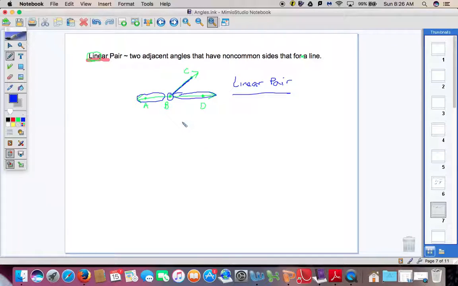Okay, now if we look back, we have this. We've got two adjacent angles here again because they have this vertex and this side, but do our non-common sides form a line? Does this side and this side, our non-common sides, form a line? And the answer is no. So these would not be a linear pair. They are adjacent angles because they have a common vertex and this common side here, but the non-common sides don't form a straight line, so they're not a linear pair.